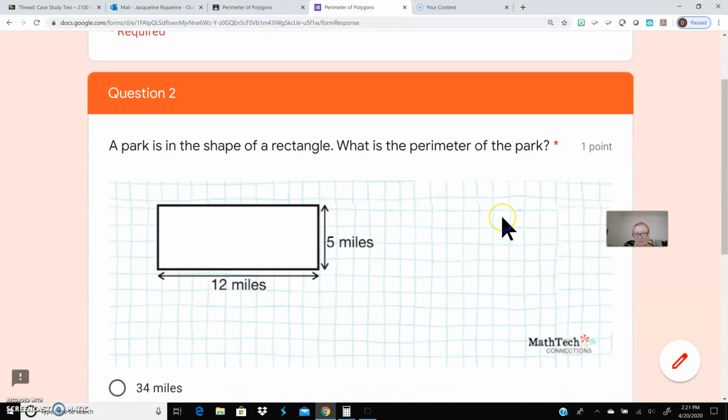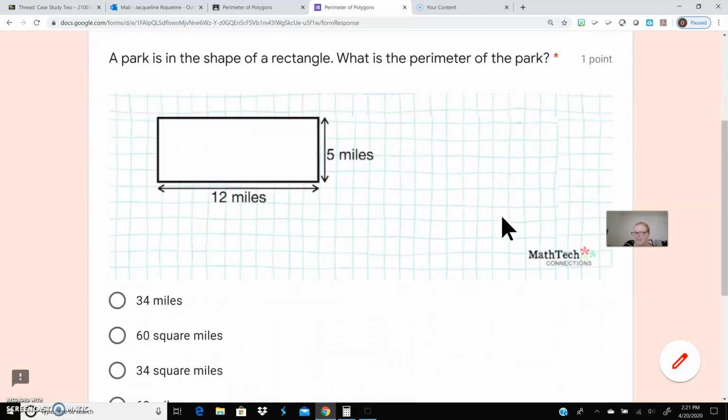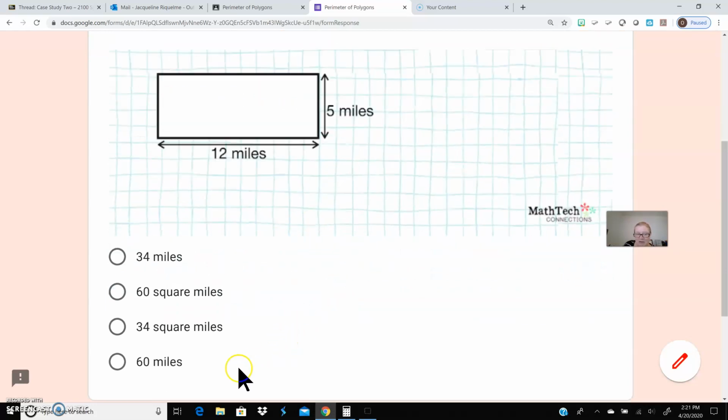Question number 2. A park is in the shape of a rectangle. What is the perimeter of the park? Same thing. I notice it says miles, so I can already come down here and eliminate a few answers. These two can't even be correct. The first thing I'm going to do is I know that the top and the bottom are going to be congruent. So it's 12 and 12.